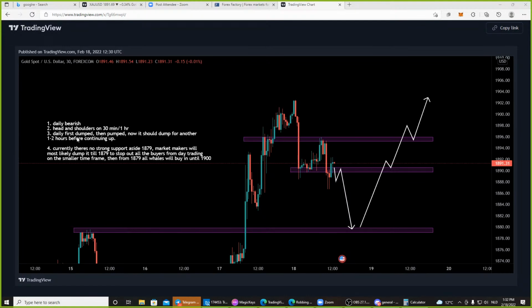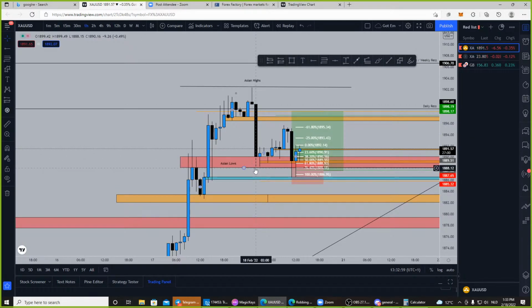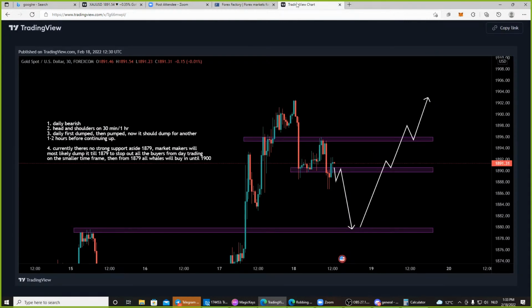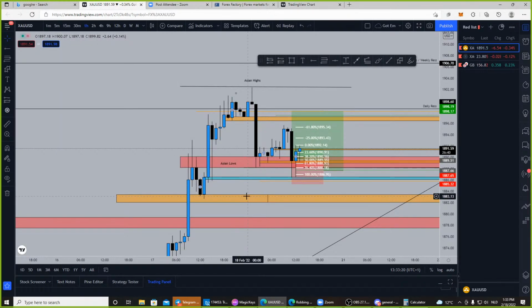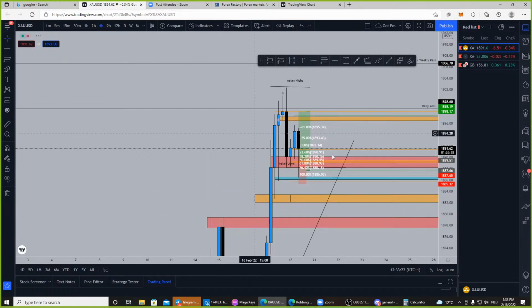Okay, daily first dumped, then pumped. Now it should dump for another 1 to 2 hours before continuing up. Currently, there is no strong support aside 1879. There's no strong support besides 1879 in this area. I have that marked up as well. That's resistance, I believe. All right. Stop out all the buyers from the day trading on the smaller time frame. Then from 1879, all whales will buy until 1900. Potentially.